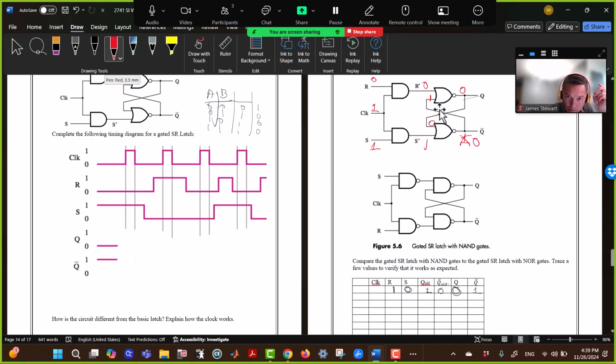So this is 0, which is going to change that input to 0. And now the NOR of 0 and 0 is 1. So this becomes a 1. And the NOR of 1 and 1 is 0. So now it's settled down and nothing is going to change. And I get 1 and 0.